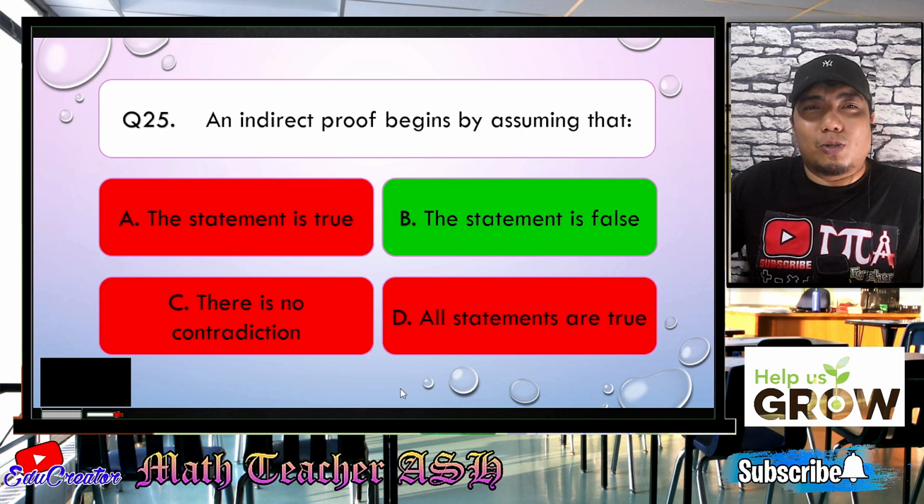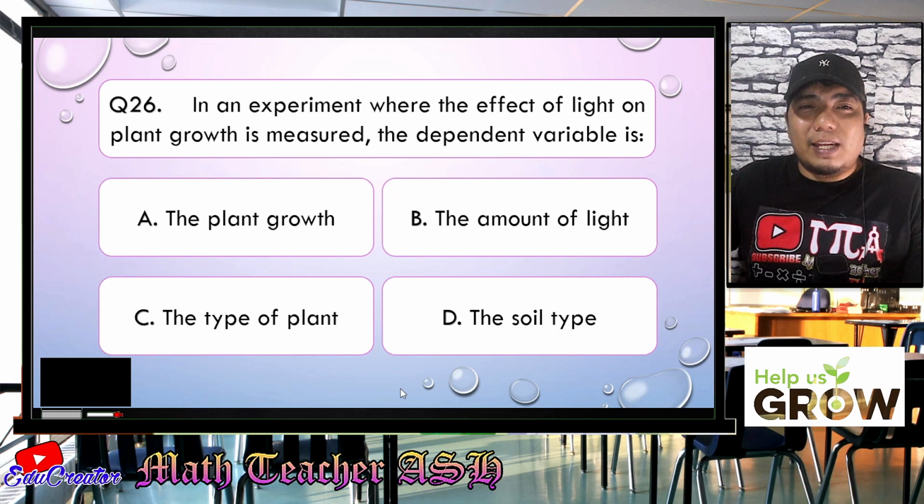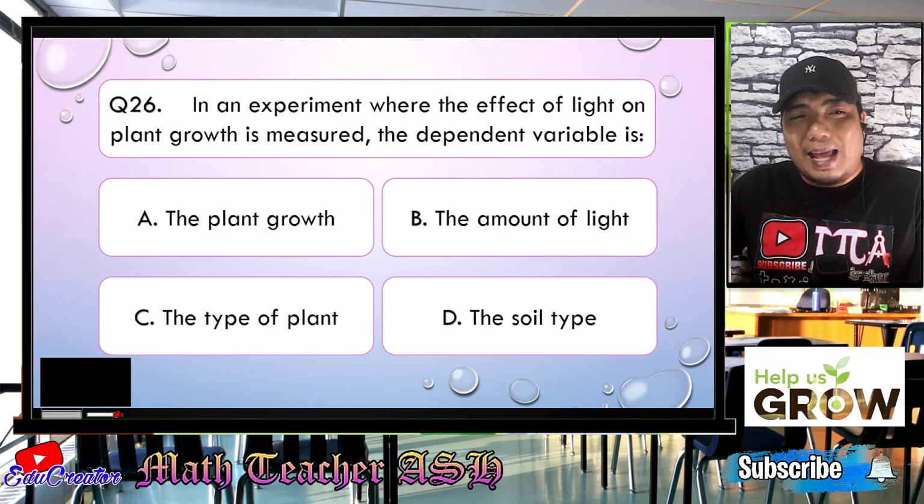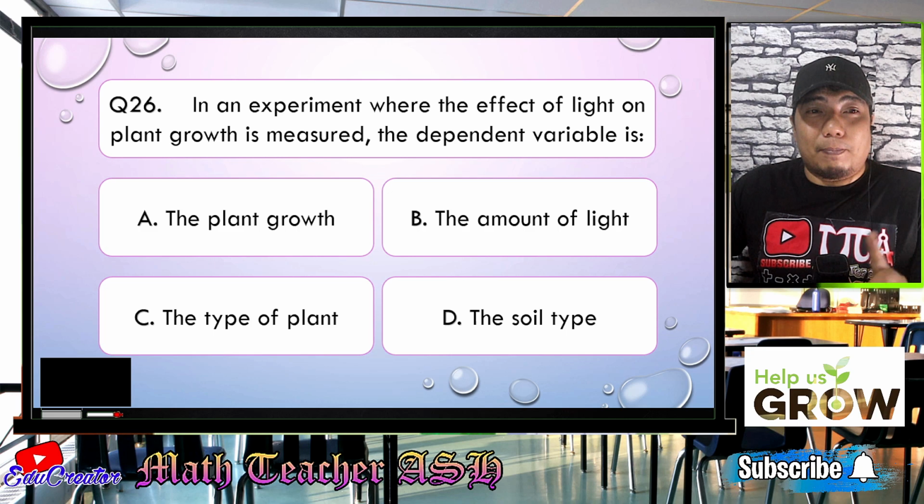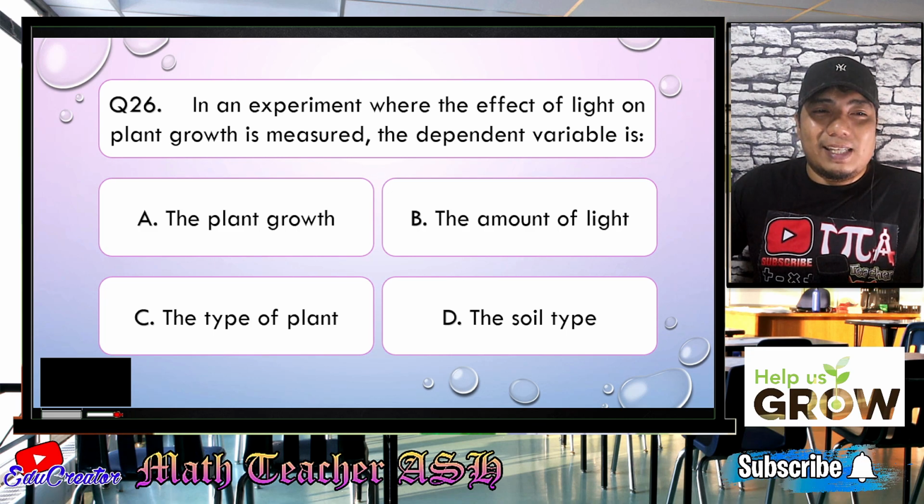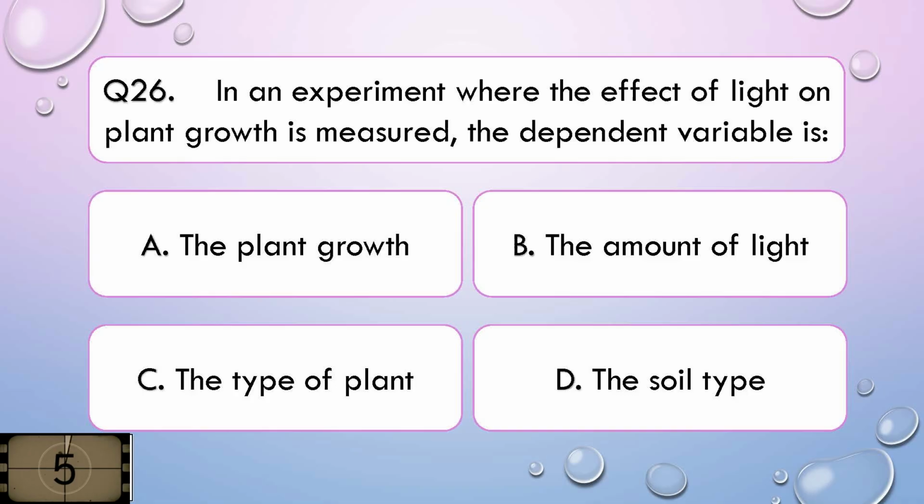Now, let us go to question number 26. In an experiment where the effect of light on plant growth is measured, the dependent variable is: A, the plant growth; B, the amount of light; C, the type of plant; or D, the soil type? I'll give you 5 seconds to think about your answer.